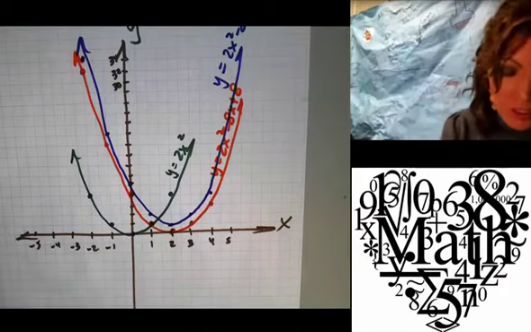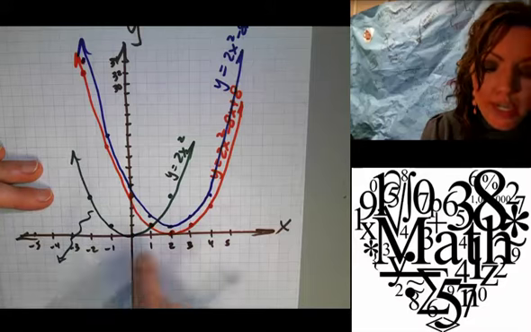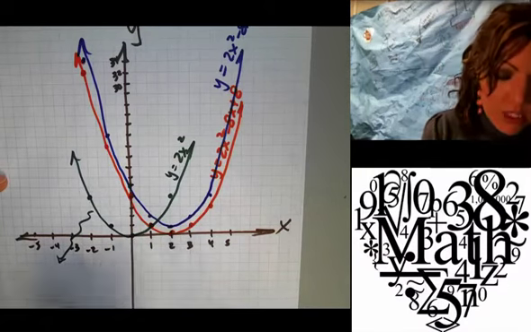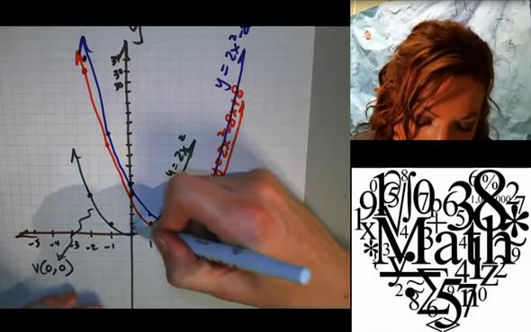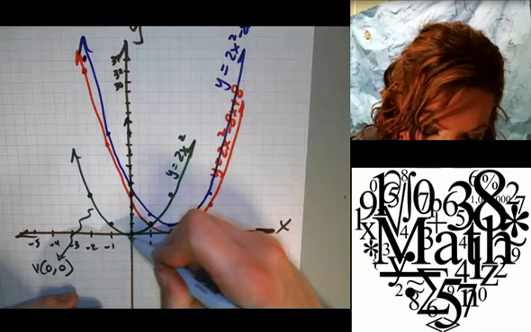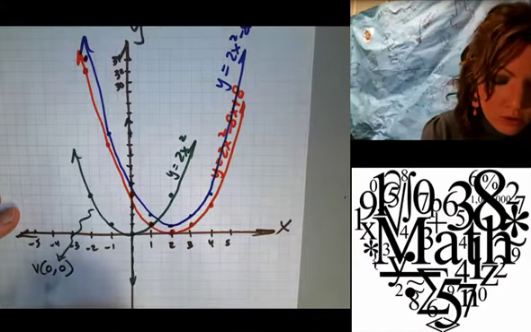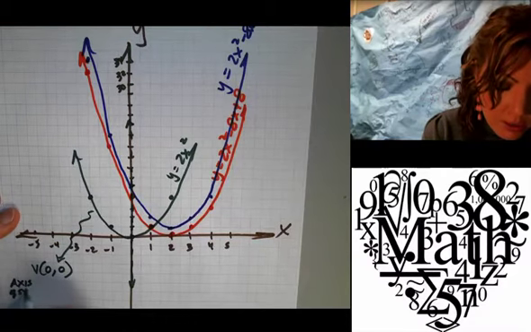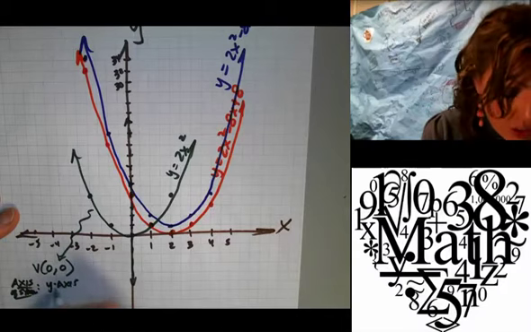For y equals 2x squared, that's this one, what is the point where the vertex is? What's the coordinate there? 0, 0. So the vertex of this is 0, 0. The axis of symmetry is a line going through the vertex. What is that line equal to? You can call it the y-axis. That's one way of saying it. Or you can just say x equals 0. They both mean the same thing.